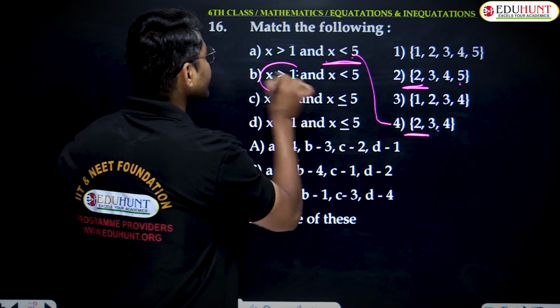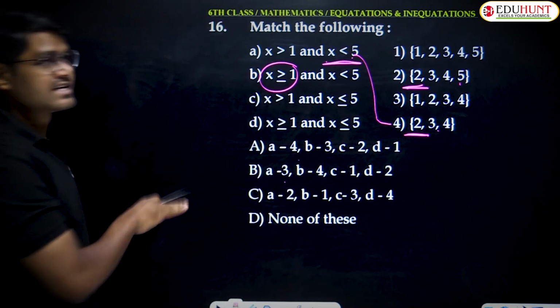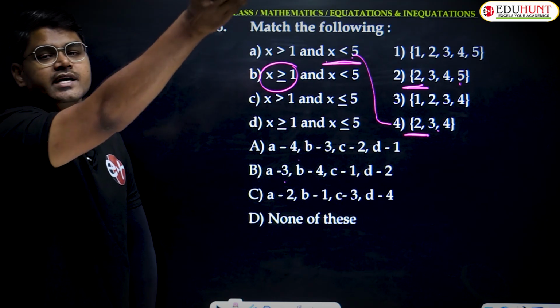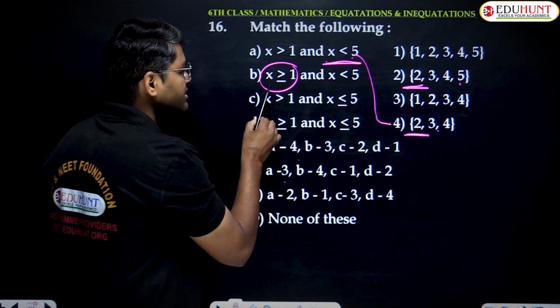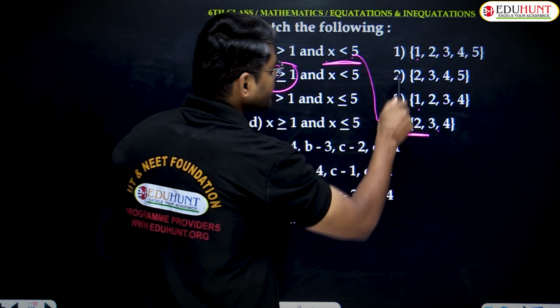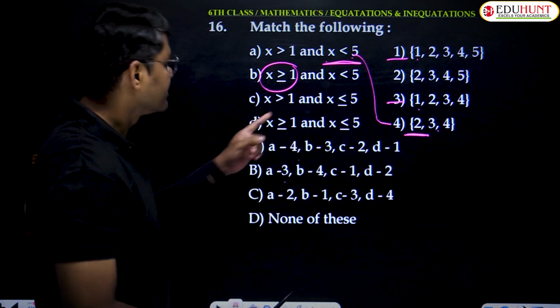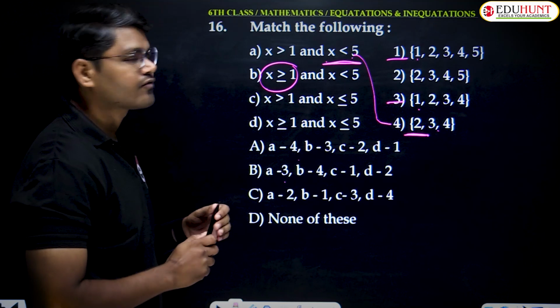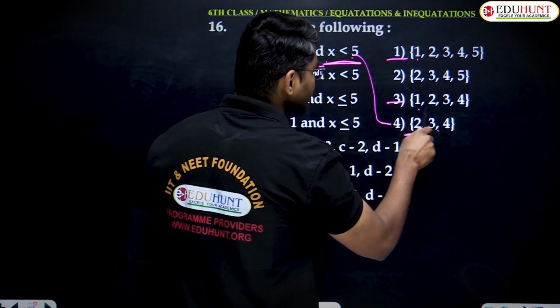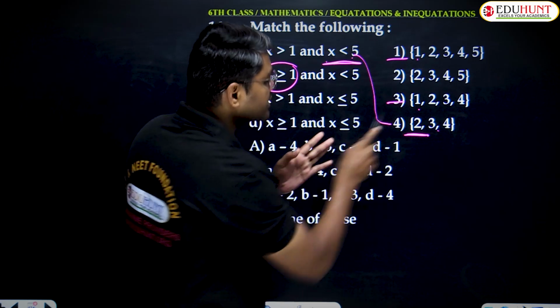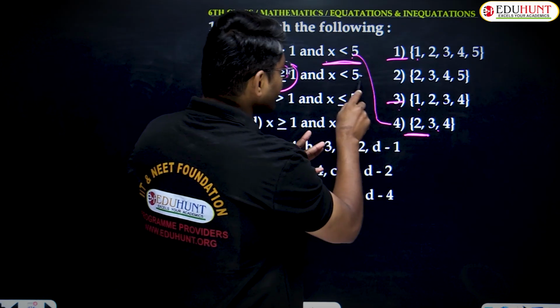X greater than or equal to 1. That means x is equal to 1 and x greater than 1. Greater than 1 means 2, 3, 4, 5, 6, 7 like that. So this set should start from 1. These two options. And less than 5. Less than 5 means 5 should not be included. In these two options, in which option is 5 not included? In this option only. So for B, 3.